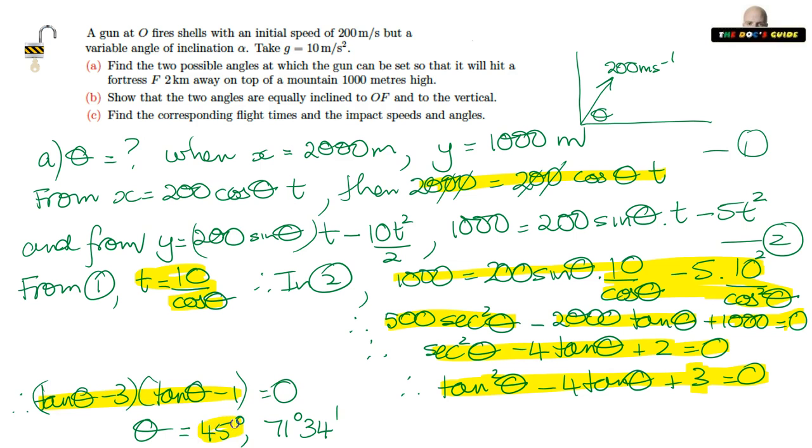And our two angles are from this first bracket, tan theta equals 1, meaning theta is 45. It's an exact value. Tan theta equals 3, we have to go to the calculator to get tan to the minus 1 of 3, and it's 71 degrees 34. So they're the two possible angles at which the gun can be set so that it hits the fortress, which is located there.